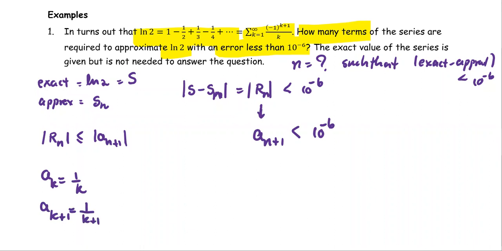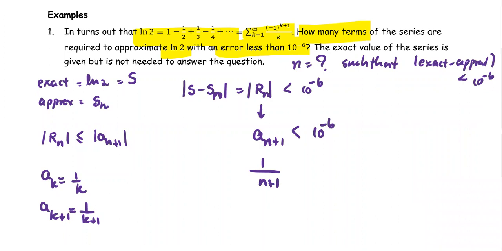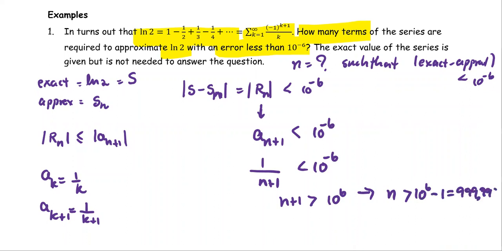But we use the notation n as the index of the term, for how many terms we are looking for. So a(n+1) is 1 over n plus 1, less than 10 to the -6. We're going to solve for n. Therefore, n plus 1 is greater than 10 to the power 6, or n is greater than 10 to the 6 minus 1, which comes out to be 999,999. So n has to be greater than this number.